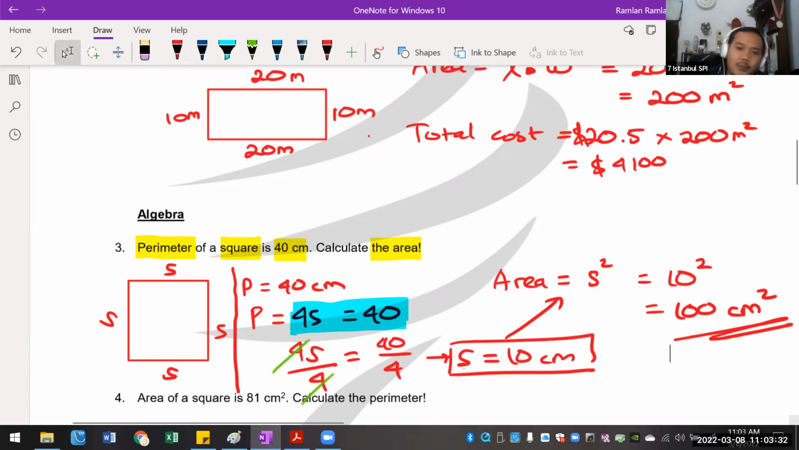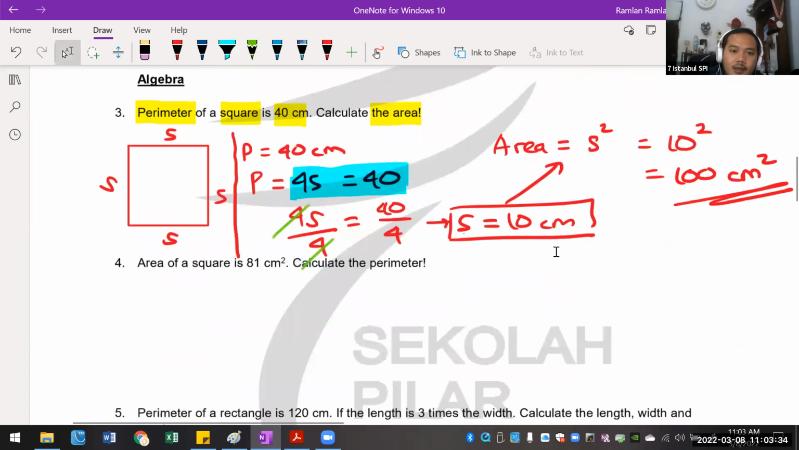Okay, let's go to number 4. Here we go. Again, guys, please read the question first. Okay, I'm going to read it for you guys. So number 4, the area of a square is 81 centimeters squared. Calculate the perimeter. Okay, we have read it. Second one, we have to identify. So what are we identifying here? The first thing is the area, which is 81 square centimeters. We have a two-dimensional shape where the area is 81 centimeters squared, and the shape is a square.